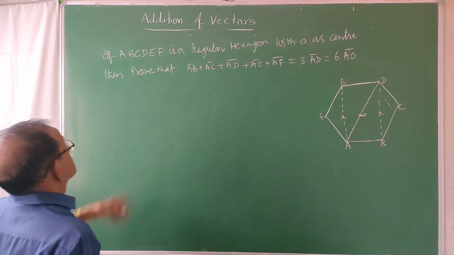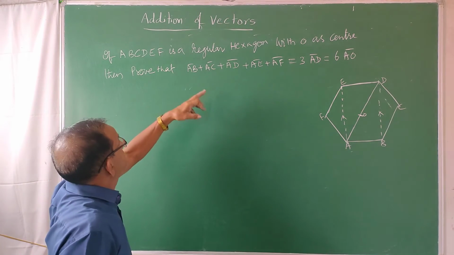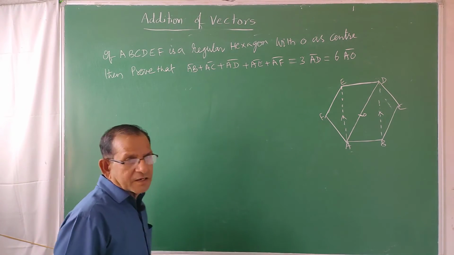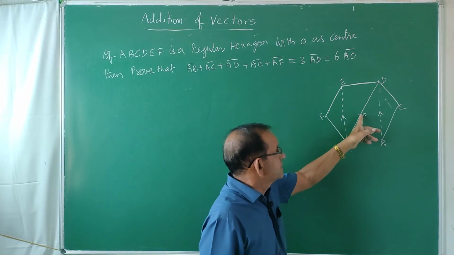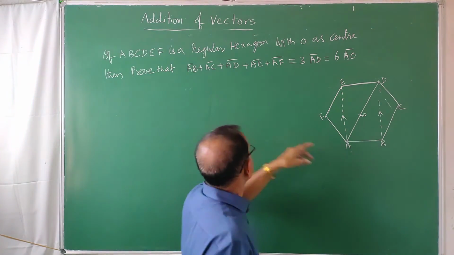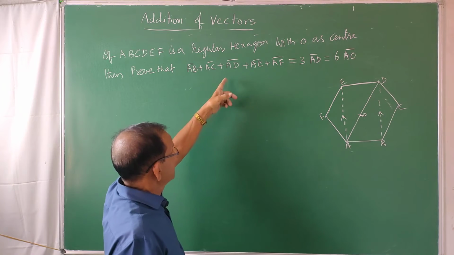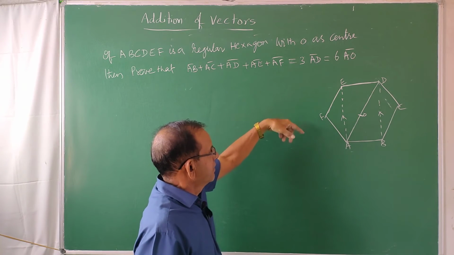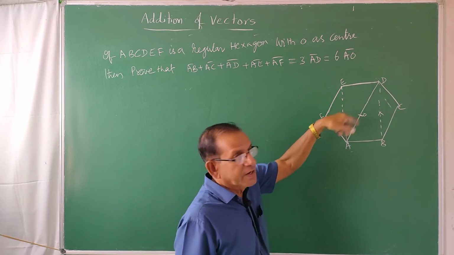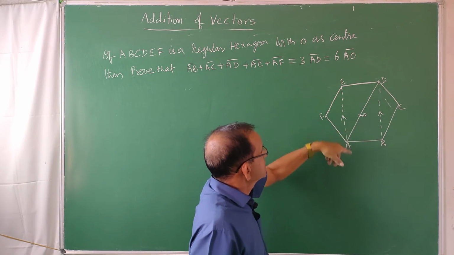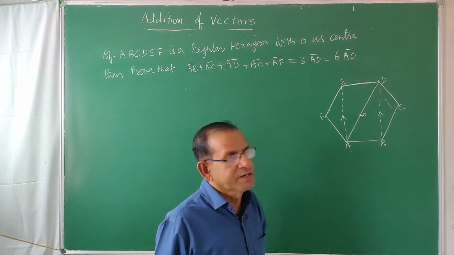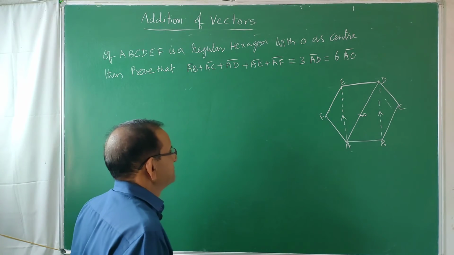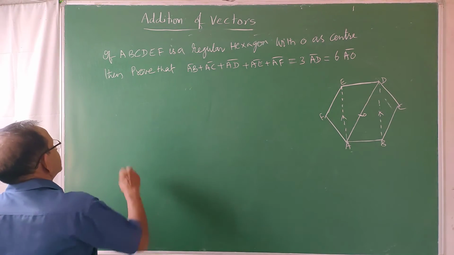Now here, see this question. ABCDEF is a regular hexagon with O as center. Now we have to show that AB plus AC plus AD plus AE plus AF is 3 times AD bar. AD bar is one diagonal, which is equal to 6 times AO bar. We have to prove it. Now, take LHS.